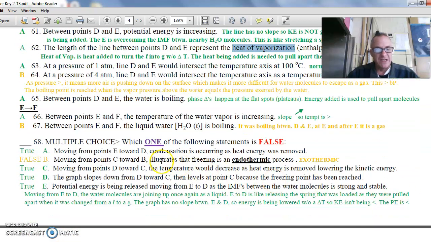B, moving from C to B, freezing is occurring, illustrating an endothermic process. Well, we'll pick up with question 68 on our next video.